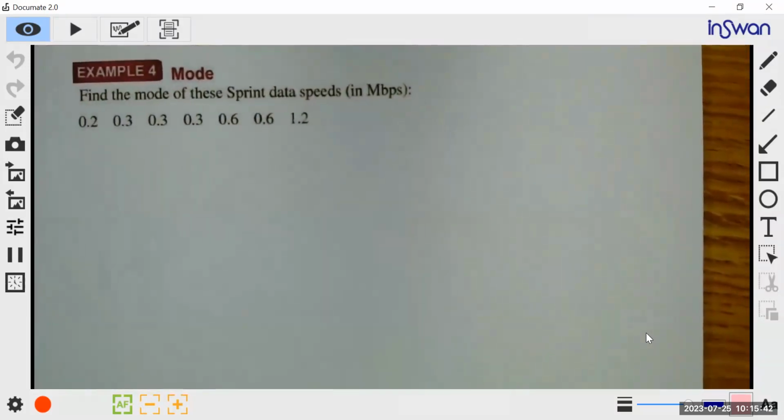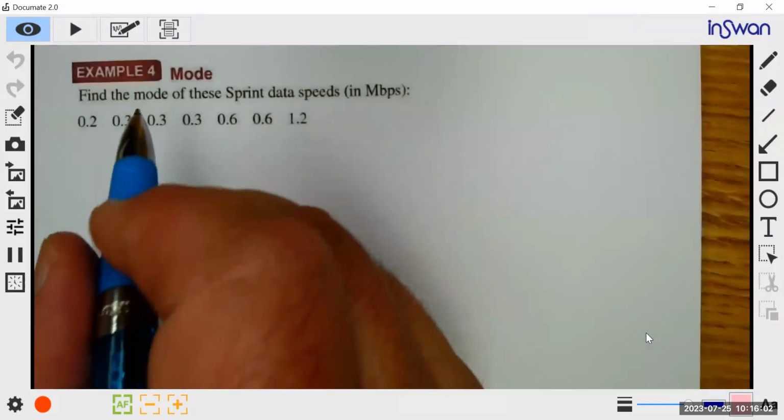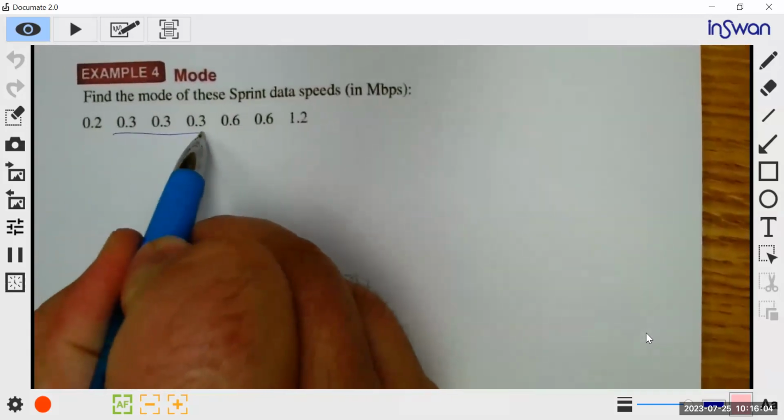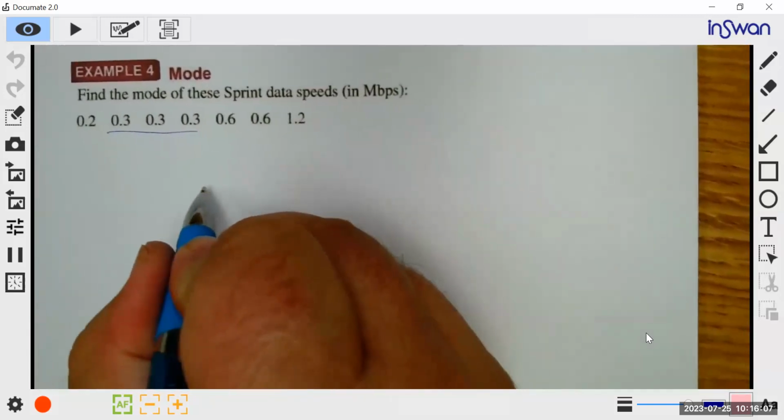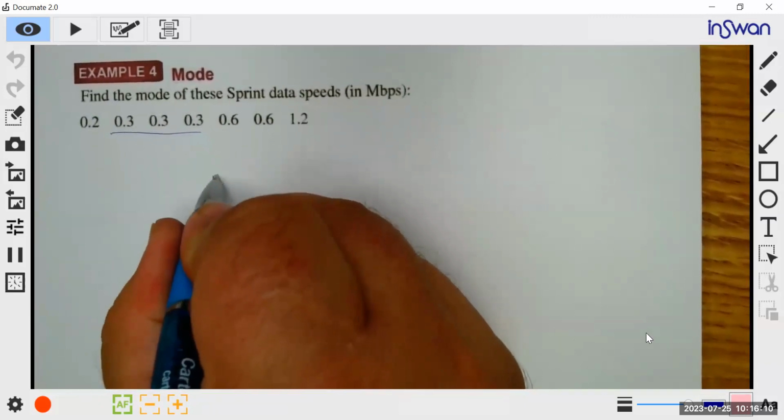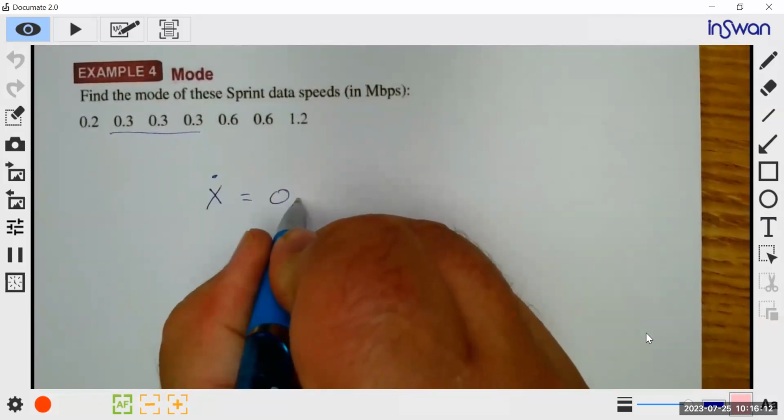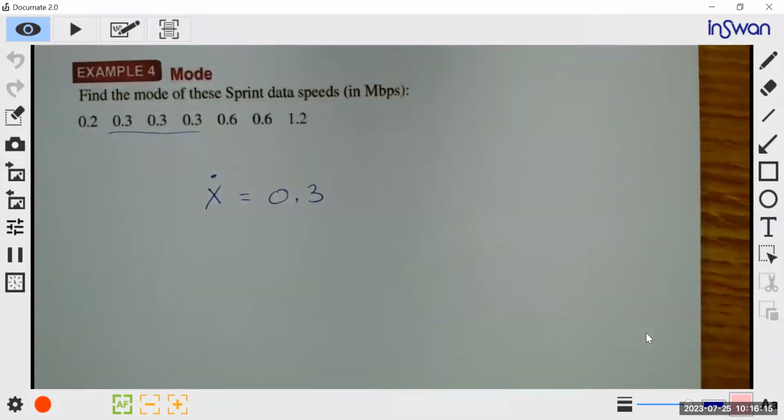Okay, find the mode of this one. Because we have 3 of those. So the mode is 0.3, because it occurs 3 times.